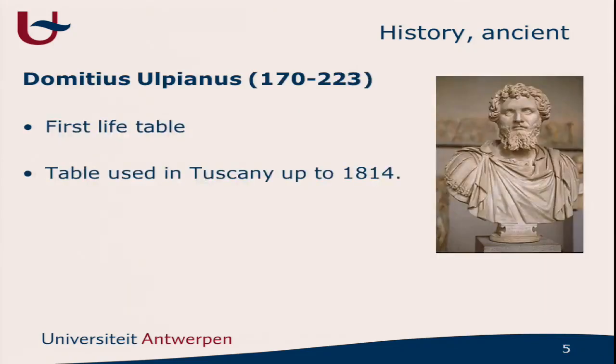Then, maybe for people interested in statistics, a very important person was Domitius Ulpianus, who lived in the 2nd century after Christ, and who developed a method for calculating life expectancy. So he constructed the first life table, and the tables that he developed were used in Tuscany up to 1814, when calculating life expectancy for insurance purposes. So this could also be an ancient epidemiologist. They were not referring to themselves as epidemiologists, but today we would say this was already an epidemiologist.